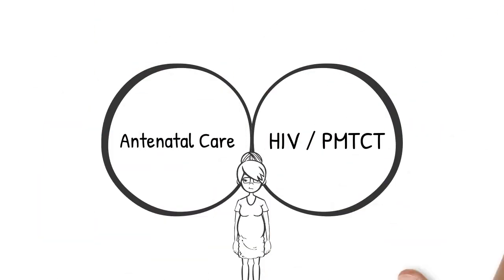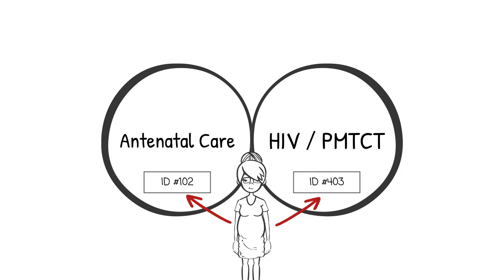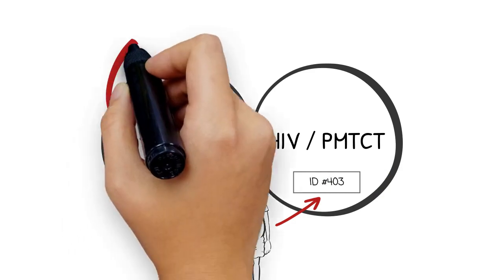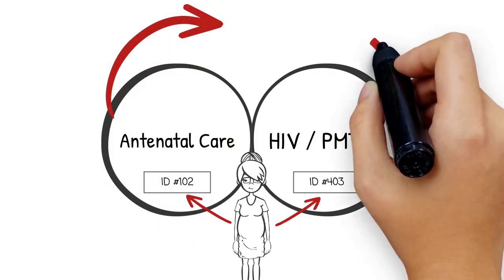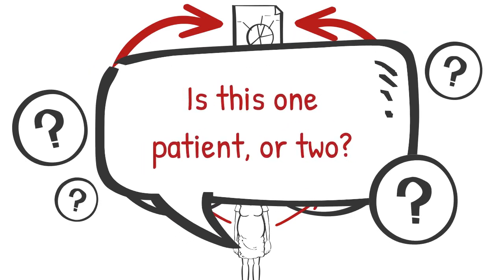So, if Sarah visits an antenatal care clinic, she might be given some sort of identifier for that particular program vertical. And later on, when she visits an HIV clinic, she is most likely going to get another ID for that particular vertical. But imagine if we want to share Sarah's data, say for a report, between these healthcare verticals. From an integration perspective, the system receiving the aggregated data would have to ask the question, is this one patient or is it two?